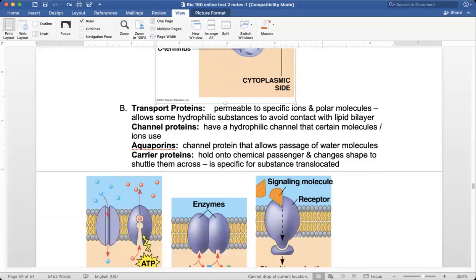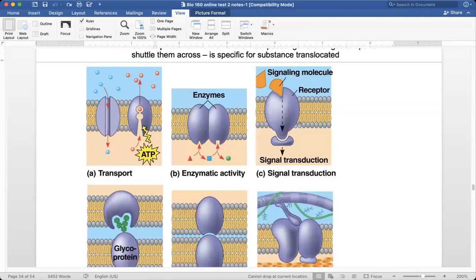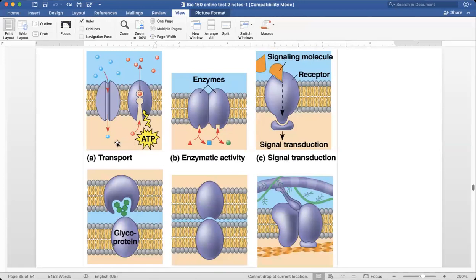In looking at the types of proteins we have, one type is transport. These allow specific ions or molecules to go across. A channel protein has a hydrophilic channel that certain molecules or ions can go through. Aquaporins are specific to water. And then some are carrier proteins. They hold on to that chemical passenger and change shape when they go across. So those are specific for translocation, transporting something across.